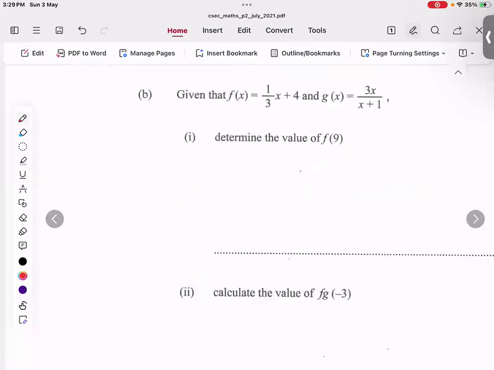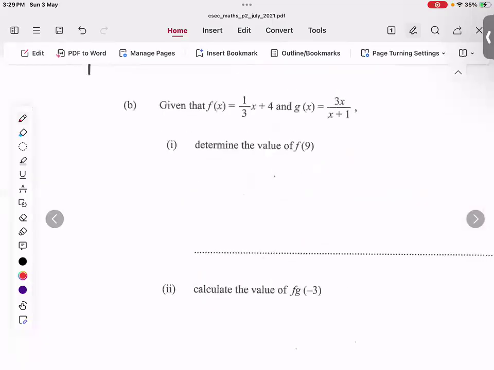I think that this is my class favorite, this f of x business here. So given that f of x is a third x plus 4, and g of x is 3x over x plus 1, what is f of 9? Somebody explain to me, how do we get f of 9? So that I have 1 over 3 times 9 plus 4. 1 over 3 times 9 plus 4, correct, sir? How do you proceed from here?